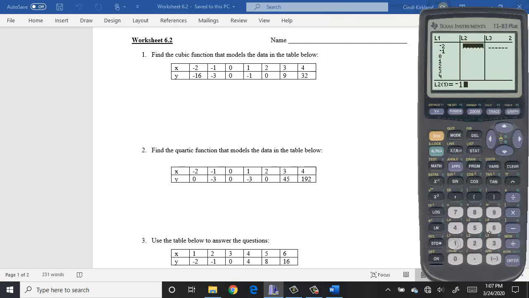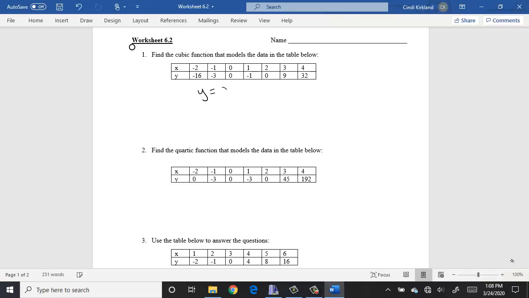Okay, I'm going to double check my entries. And for cubic function, we're going to go to Stat, over to Calc. Number 6 is cubic function.